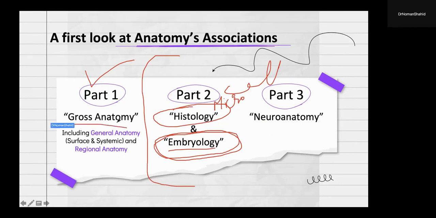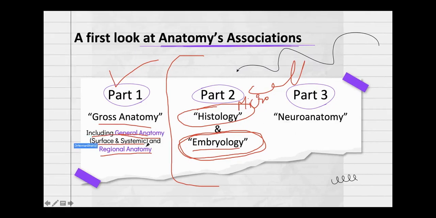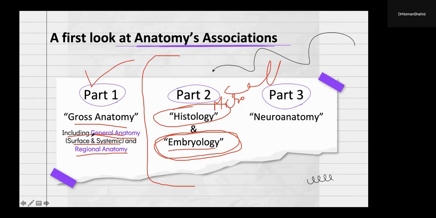We can see, we don't need any microscope. It is macroscopic. So it includes general anatomy and regional anatomy. What do you mean by general anatomy? It means surface and systemic anatomy. Okay, so general anatomy includes surface and systemic, and regional also includes surface.